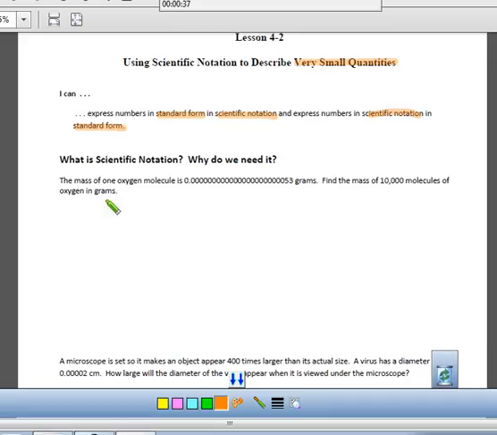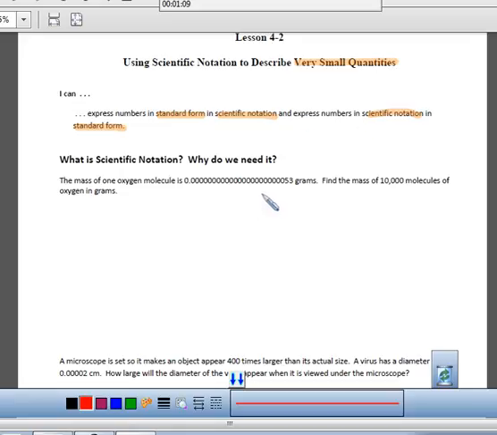Okay, here's our first example. The mass of one oxygen molecule is 0.0000, well, you get the idea, lots of zeros. Find the mass of 10,000 molecules of oxygen in grams. So in order to do that, we would need to multiply this number, whatever it is, however you would say it, by 10,000. And that would not be an easy thing to do.